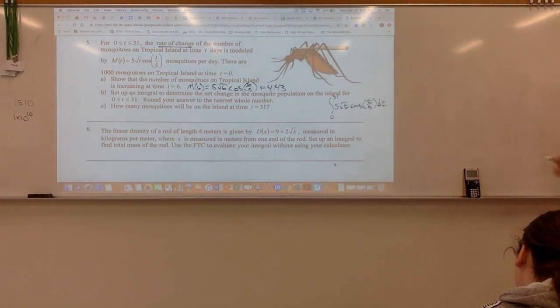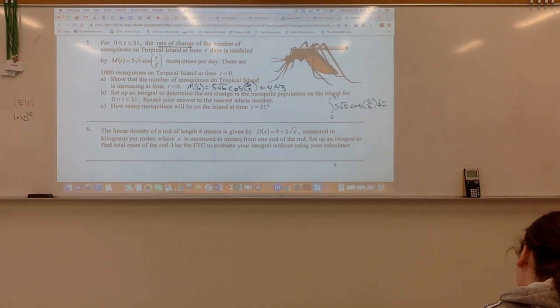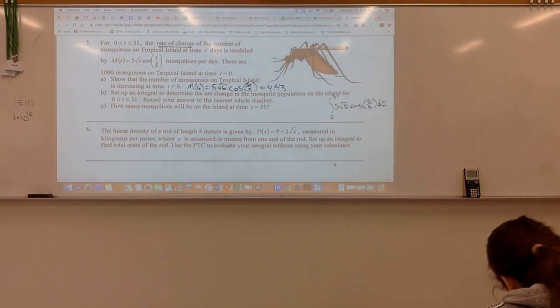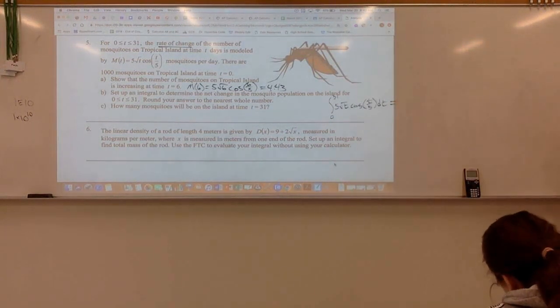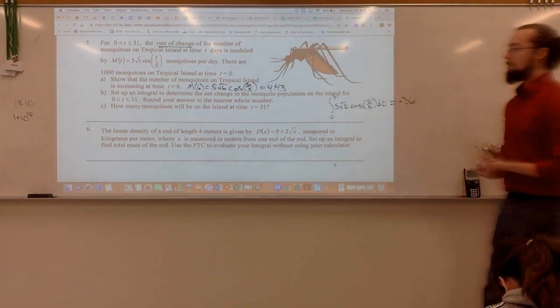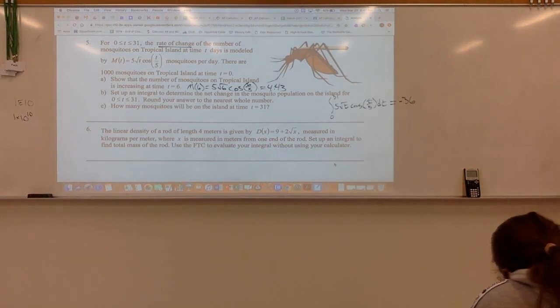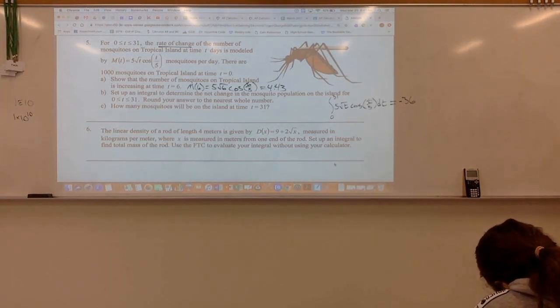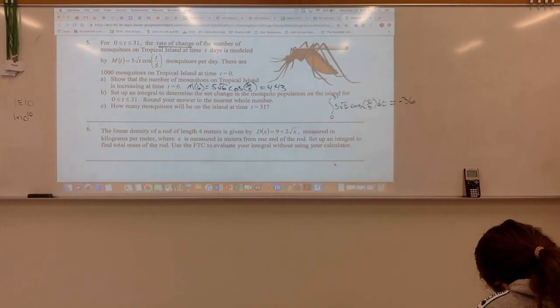So that's going to be the net change on the island. We just plug this into the calculator. What do we get? Negative 36. And it does say round your answer to the nearest whole number. So the net change in mosquitoes is down 36. We have 36 fewer mosquitoes on day 31 than we did on day 0.